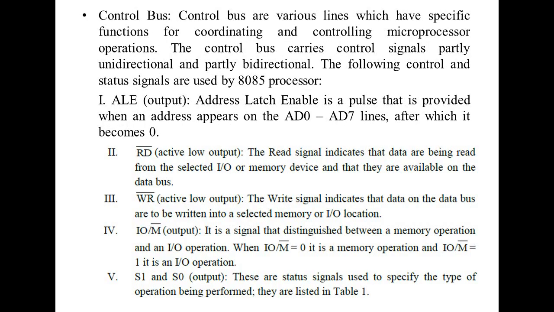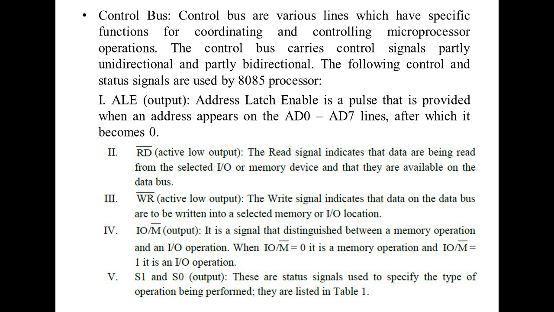These are the control signals and status signals. ALE, address latch enable, indicates whether the information on AD0 to AD7 is address or data. If this signal is high, it indicates the address is available. Then it becomes 0 to indicate the data.